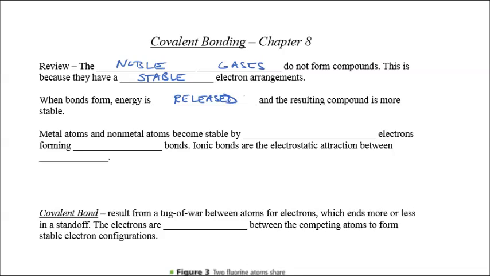So metal atoms and nonmetal atoms become stable by transferring electrons, forming ionic compounds. Ionic bonds are the electrostatic attraction between ions. So in an ionic bond, an electron leaves one atom and goes to another.